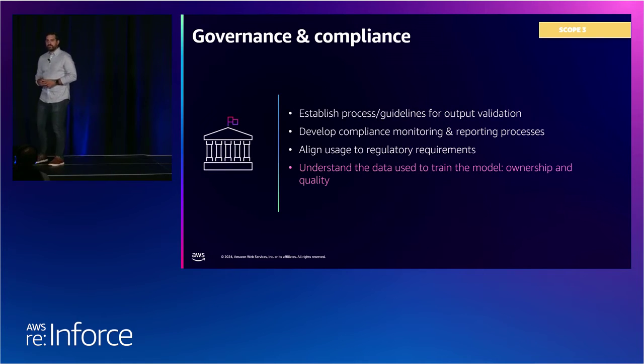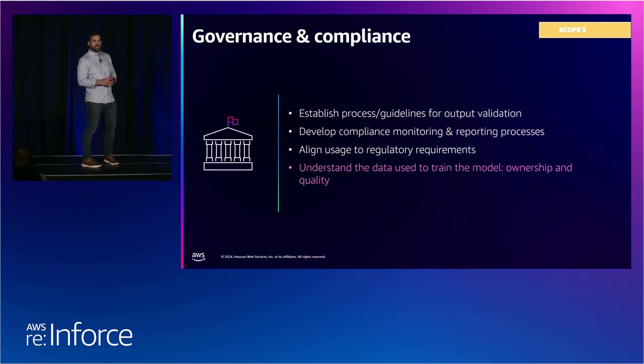Shifting to governance, for scope 3, what we see as the primary difference is that you should understand the data that the model was used to train. This is one thing that as you're consuming a model now, that may be in the selection criteria. What data was used in the training of that particular model that's being selected?